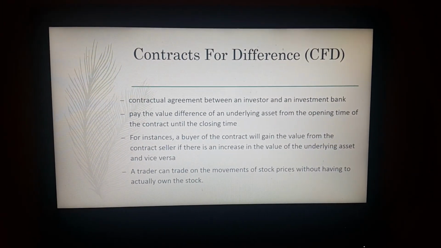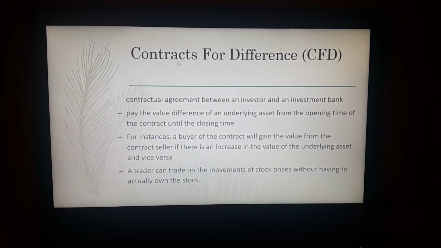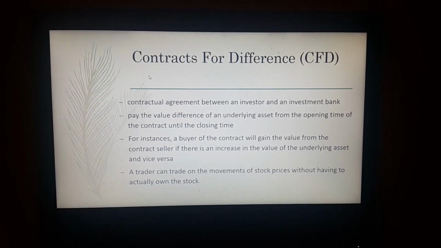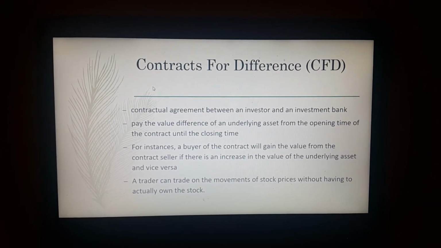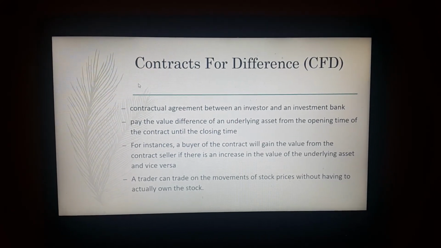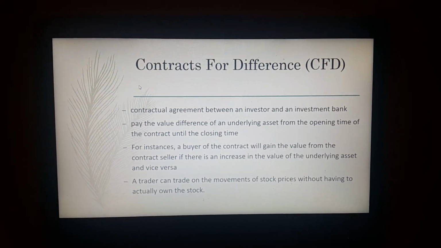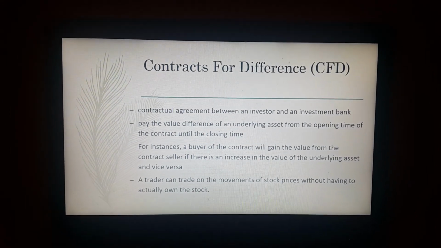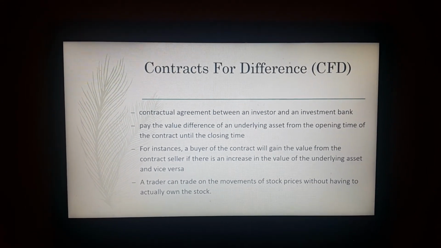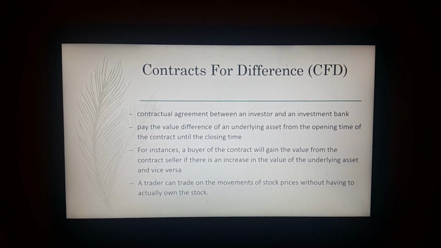Contract for differences is a contractual agreement between an investor and an investment bank to pay the value difference of an underlying asset from the opening time of the contract until the closing time. For instance, a buyer of the contract will gain the value from the contract seller if there is an increase in the value of the underlying asset, and vice versa. A trader can trade on the movement of the stock price without having to actually own the stock.